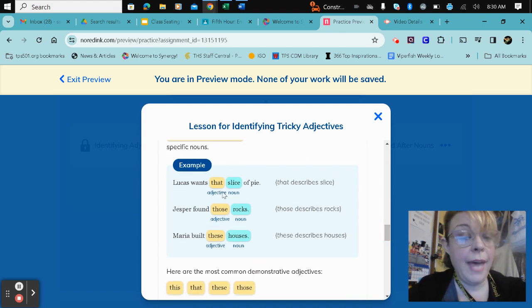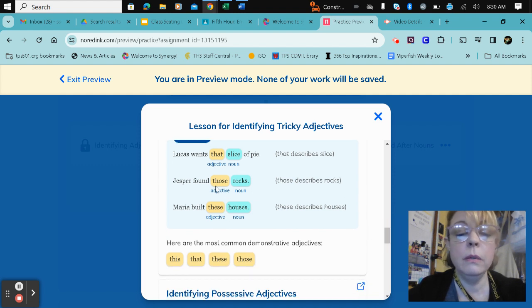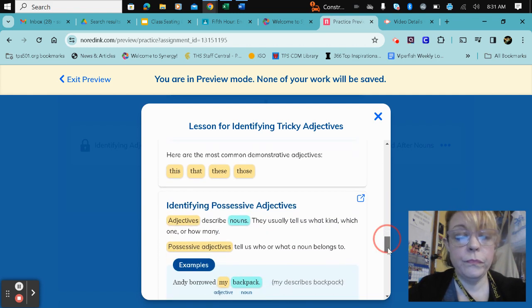Lucas wants that slice of pie. Jesper found those rocks. Maria built these houses. So notice that this, that, those, and these are all adjectives describing the following noun. So here's the list of the most common demonstrative adjectives: this, that, these, those.